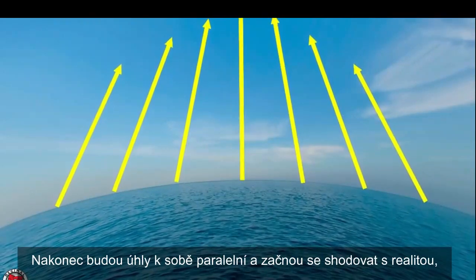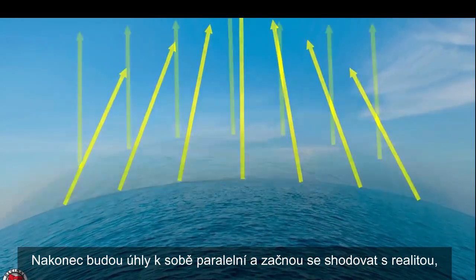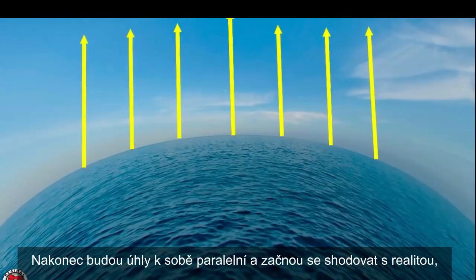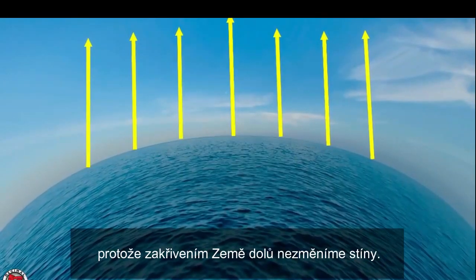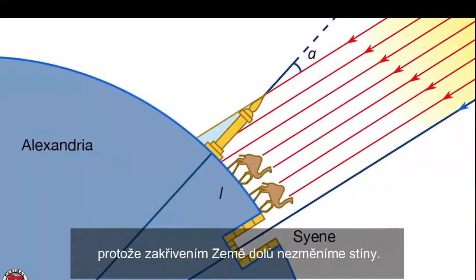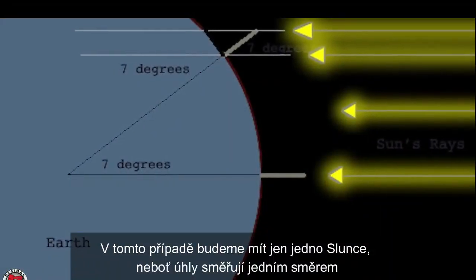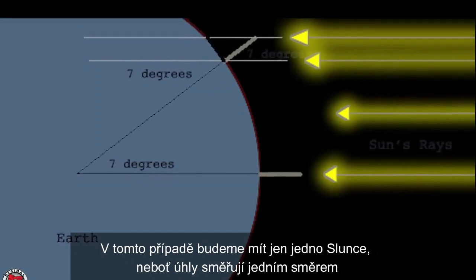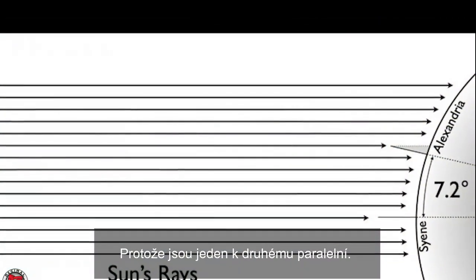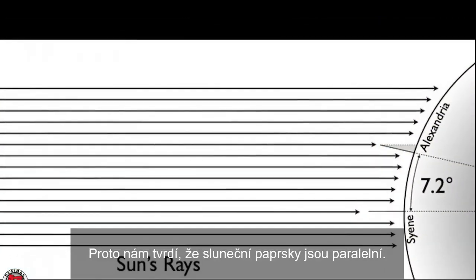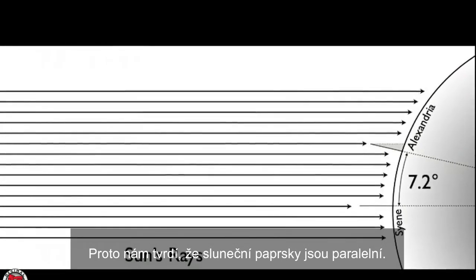Eventually, these angles will become parallel to each other and will continue to coincide with reality, because by curving the earth downwards, we don't change the shadows at all. In this case, we will have only one sun, because all these lines are pointing to one direction, because they are parallel to each other. This is why they tell us that the sun rays are parallel.